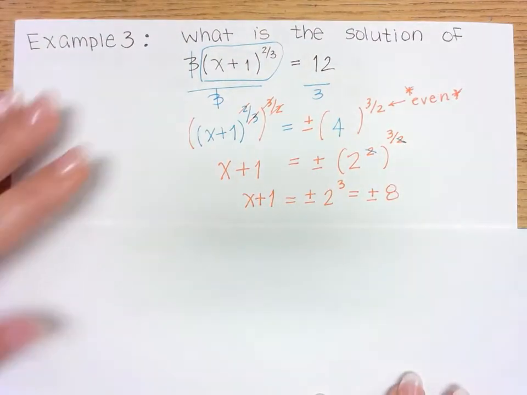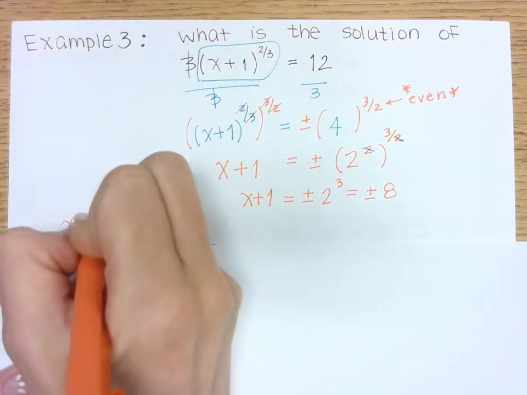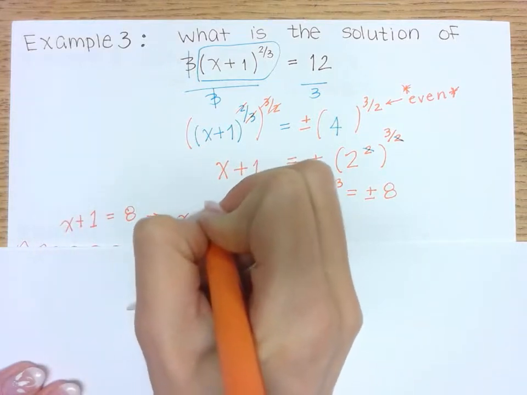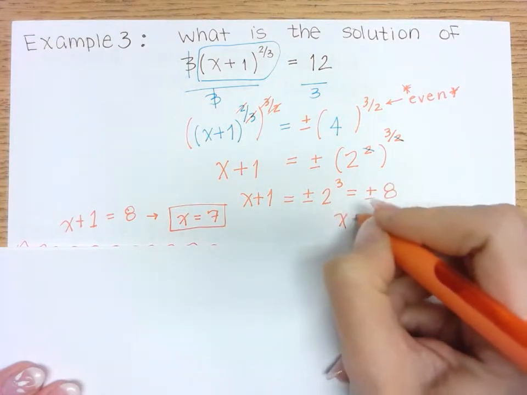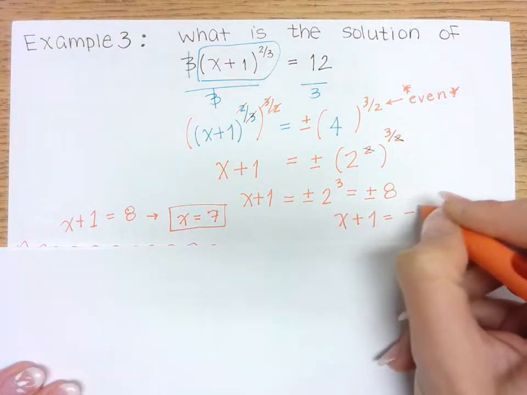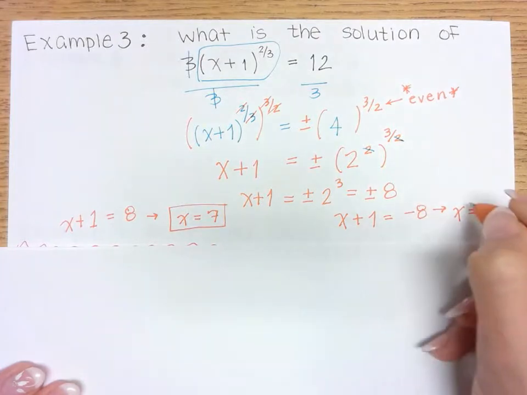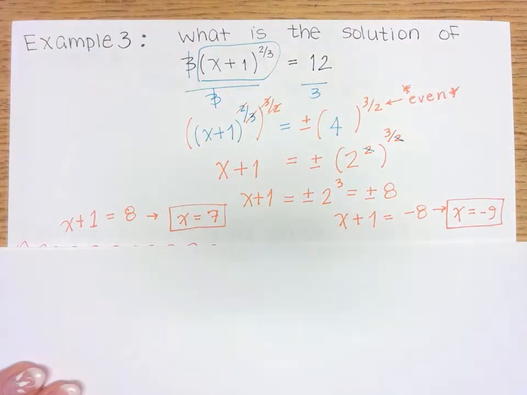And then we just finish from there, a little bit left. x plus 1 equals 8, which gives me x equals 7, and x plus 1 equals negative 8, which means x equals negative 9. Done. Okay?